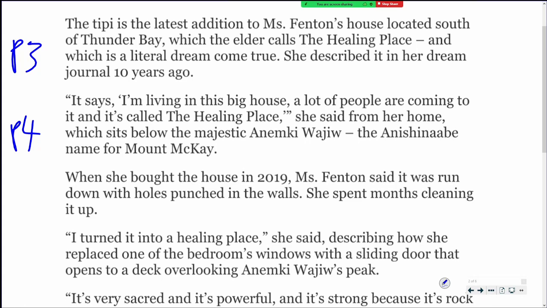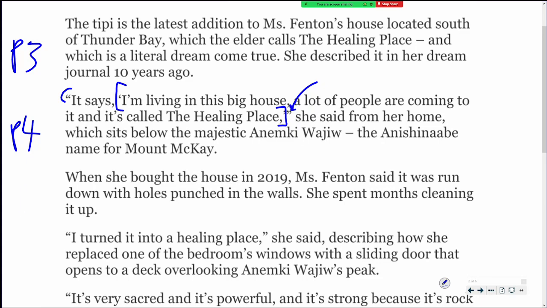On a technical point, you notice that when you quote a quote, so you're quoting someone, and they're quoting something else, it's like these quotes within quotes. So she's quoting her dream journal, right? That's why you open the quote with a double quotation mark, and then the single quotation mark notes what's in the dream journal. So when she says, I'm living in this big house, a lot of people are coming to it, and it's called the healing place, that was in the dream journal. And then the second double quotation mark ends that main quote from this elder.